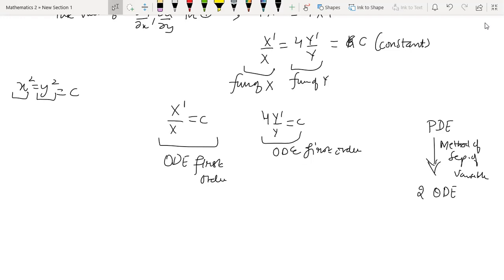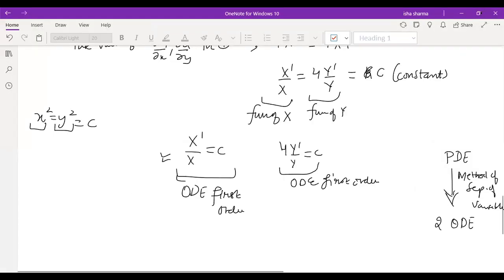X dash by X is equal to c, where c can be an arbitrary constant. Yes, can you tell me what is going to be the solution of this? This is simply a first order ordinary differential equation. Yes, what is going to be the solution of this? You can write in the chat box or you can raise your hand and speak up. Yes, it's easy to see if you solve this one.